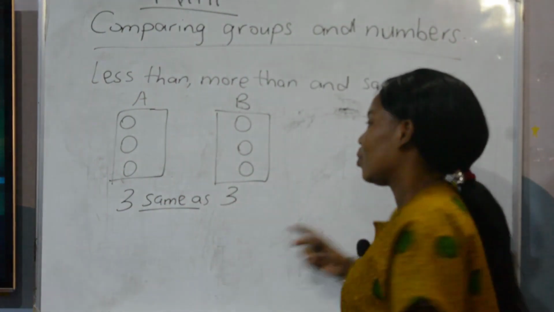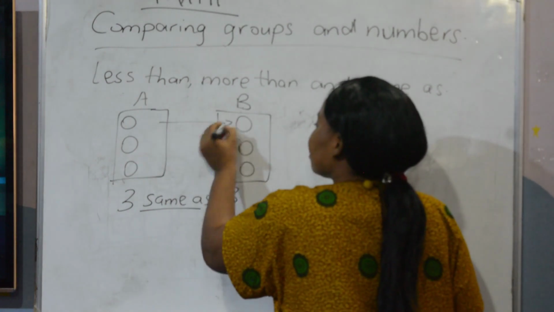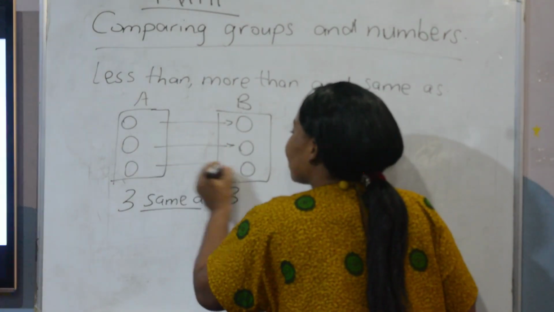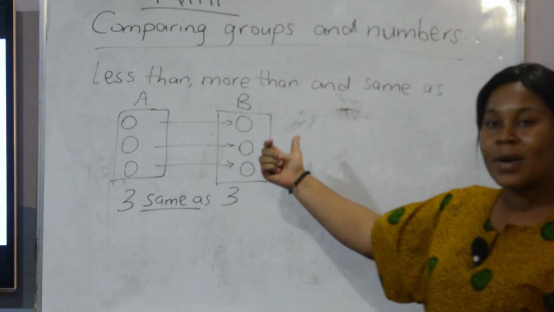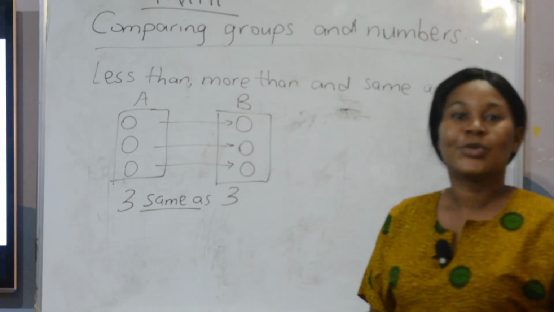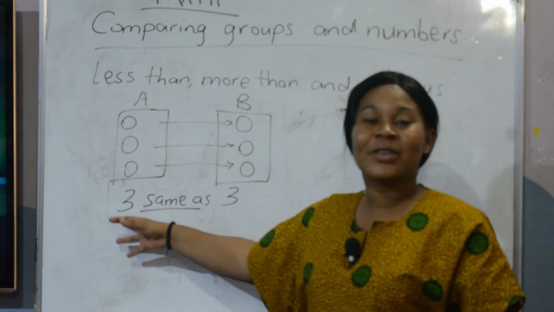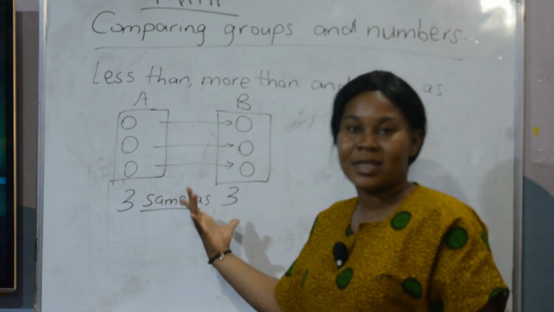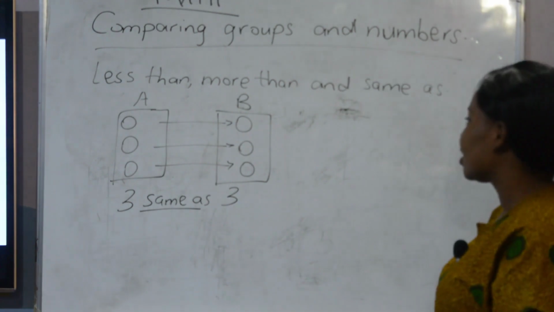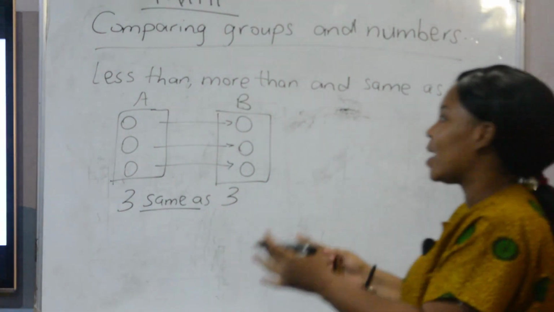Same as, because when you try to compare, you see that they will all have their partners in each group. They have their partners in all the groups. So in this section, we can say that 3 is same as 3 because it is the same. So that is comparing numbers in groups.